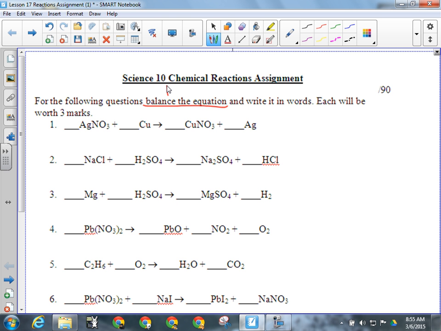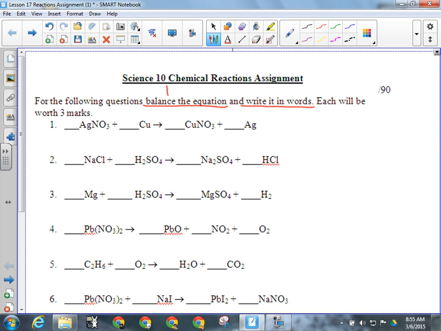Okay, then you're going to write it in words. Okay, that's 2 marks. 1 mark for the reactants, 1 mark for the products. Okay, so 3 marks available for the first set of 10 questions. 1 for balancing, 2 for writing it out in words. Everybody clear on that? Okay, we don't want to miss anything.